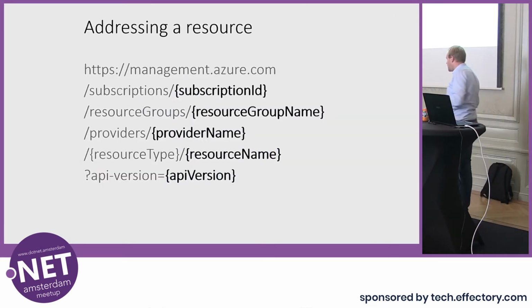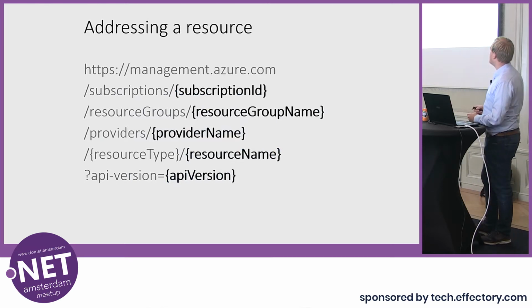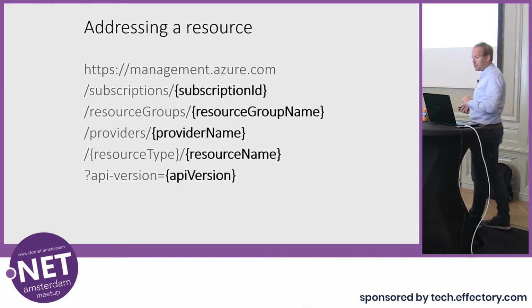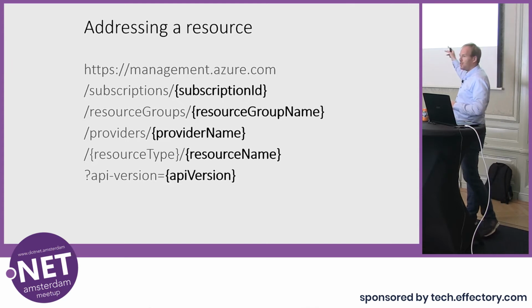So, now that we know a little bit about the makeup or the organization of our resources, if I show a URL like this, it's not pretty, but it should make sense to you. We can address every resource in Azure using HTTPS management.azure.com/subscriptions/subscription ID/resourceGroups/resource group name/providers/provider name/resource type/resource name. So this is a continuing pattern, and we can also specify an API version.